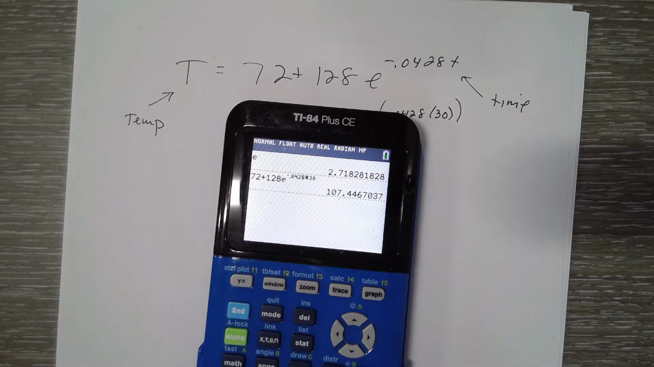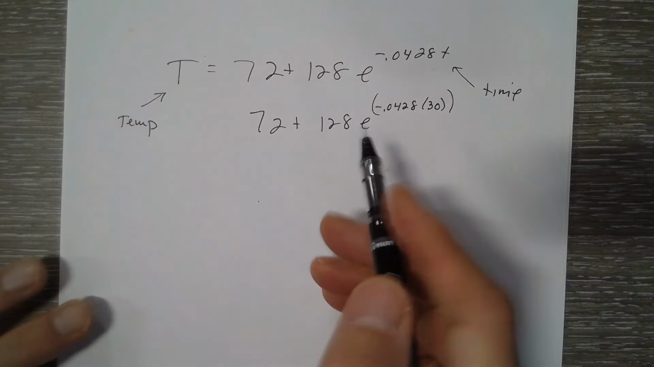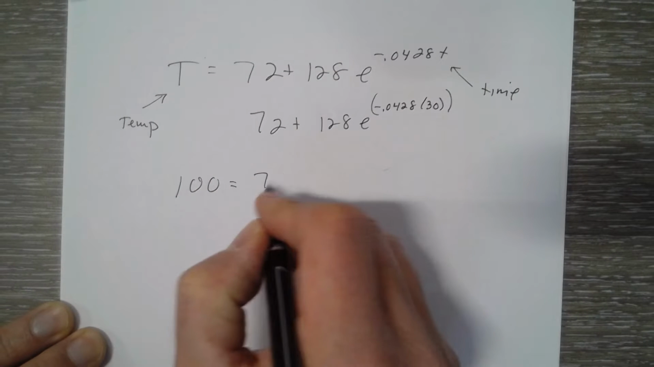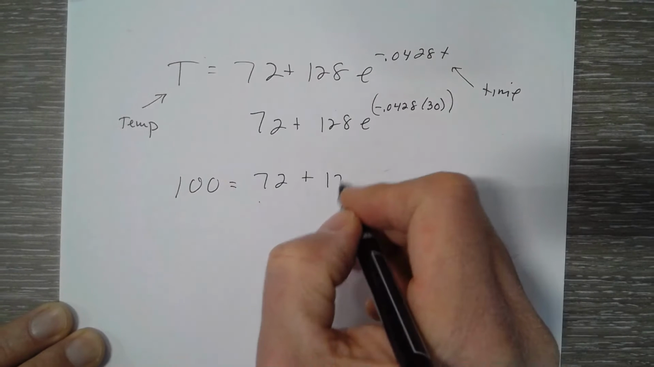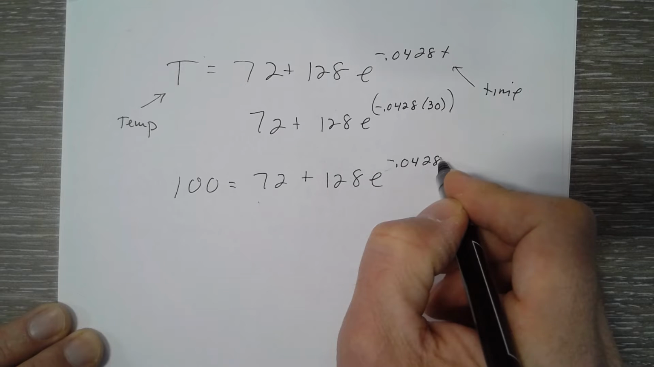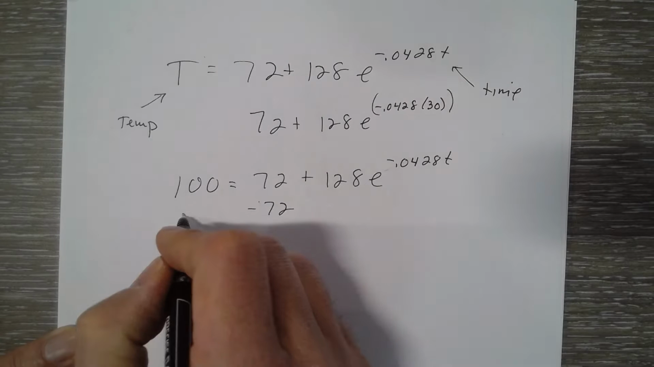Alright, so that was actually really, really close. So what we're going to do is make our temperature 100 and plug that in for capital T, and we need to figure out what lowercase t is. So the first thing we could do is subtract 72.